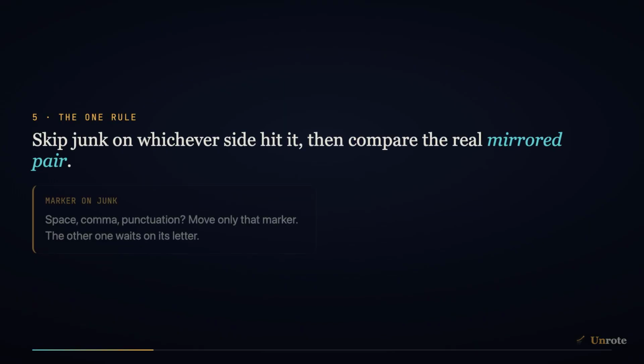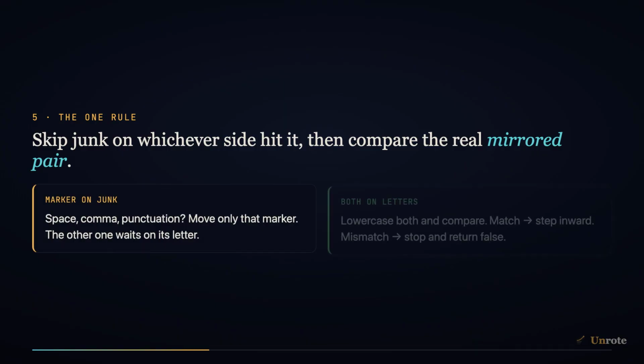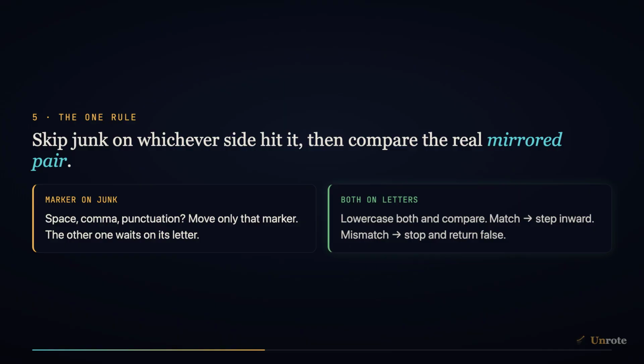Now the one rule that makes it work. If a marker lands on junk, like a space or a comma, only that marker moves. The other one waits on its letter. Once both sit on real characters, lowercase and compare. Match, step inward. Mismatch, stop right there.